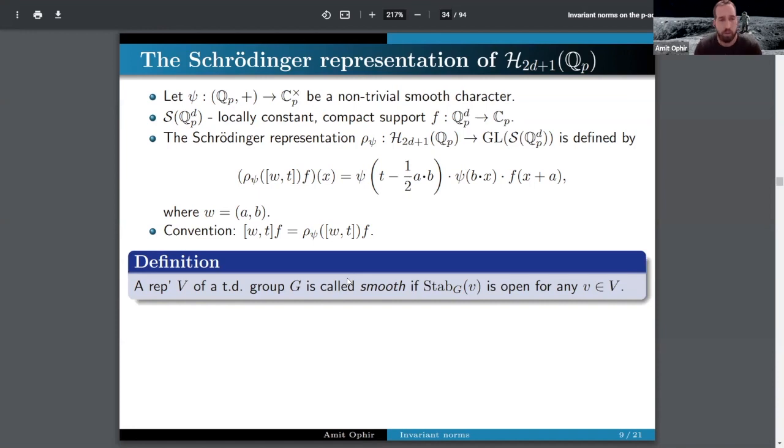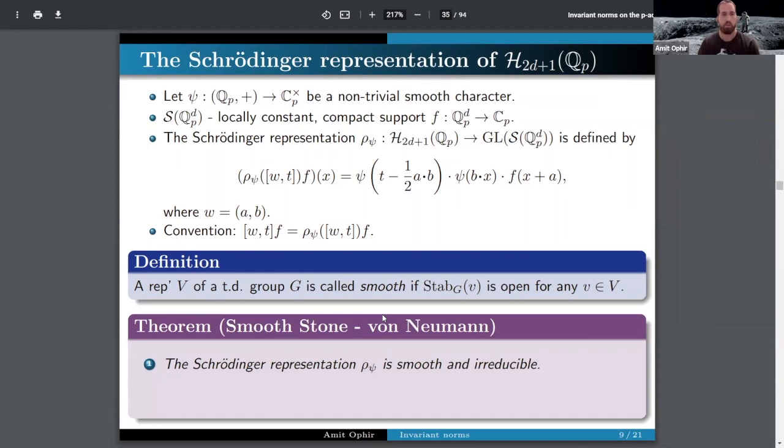The kind of representation theory that we are going to need is smooth representations. So let me just recall the definition. If you have a totally disconnected topological group G, and a representation V of it, we are saying that V is a smooth representation if each vector in V is fixed by an open subgroup of G. And then the main result, I mean, this whole part is classical. The main result about the representation theory of the Heisenberg group, smooth representations, is the following.